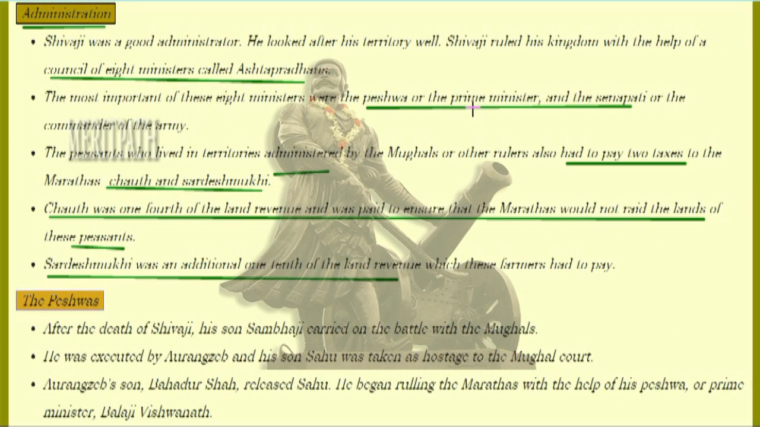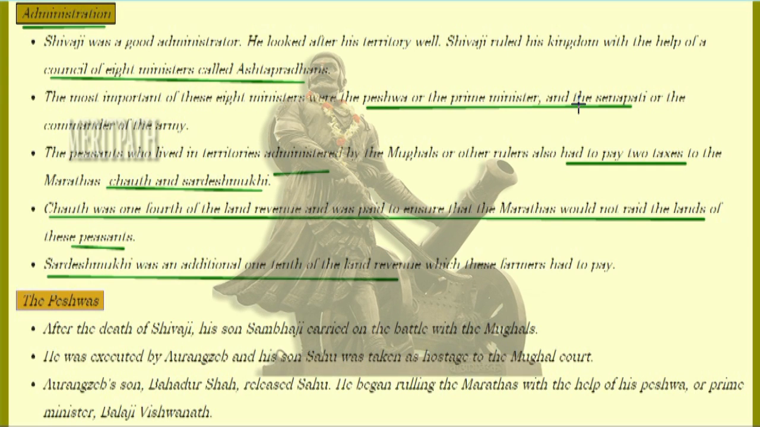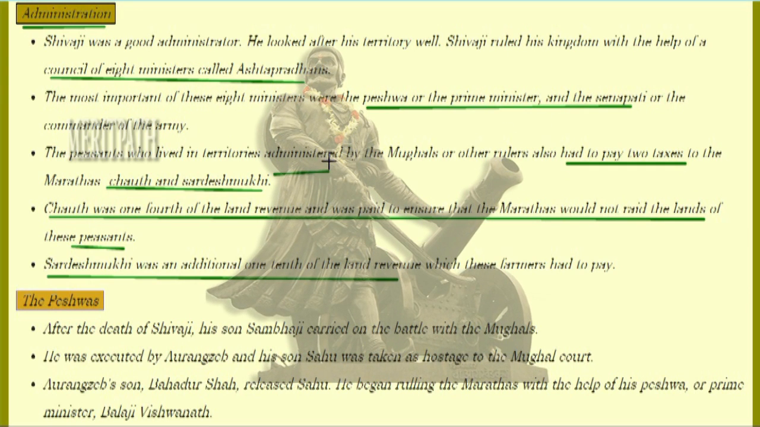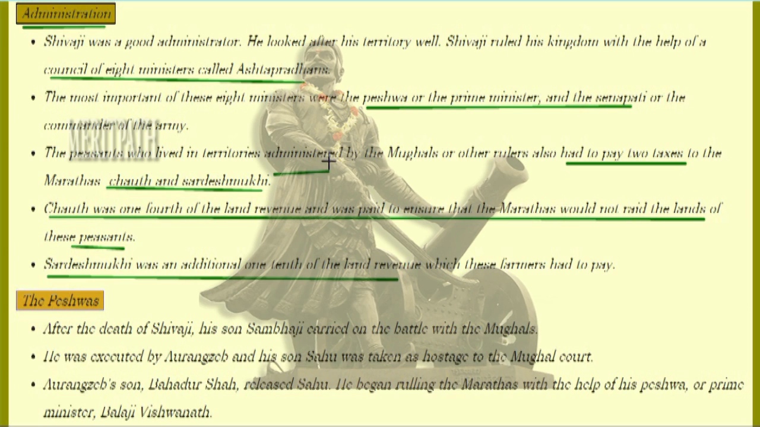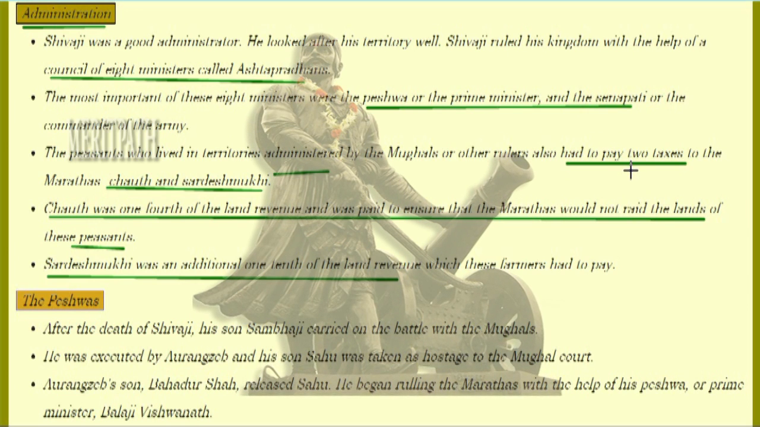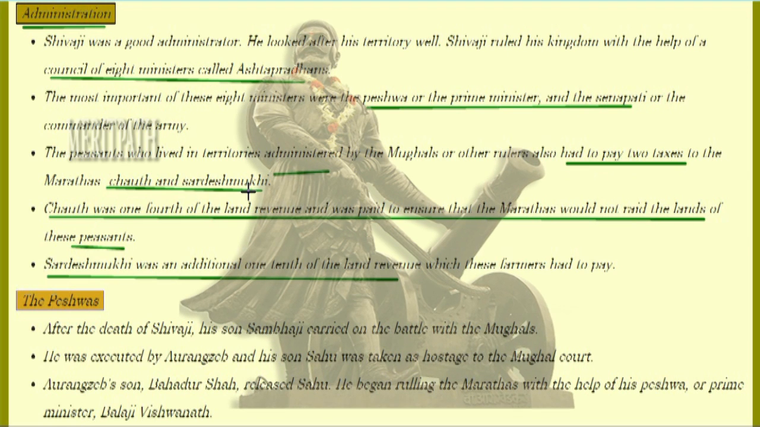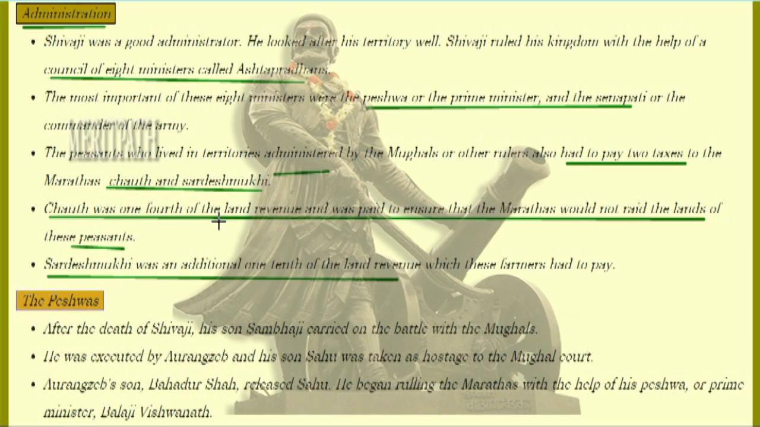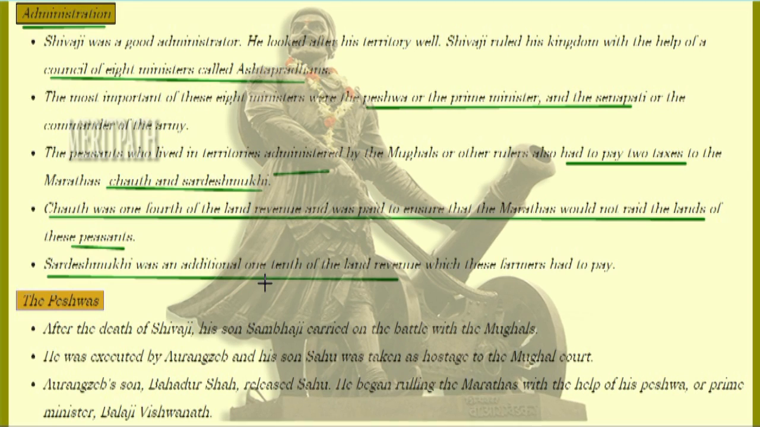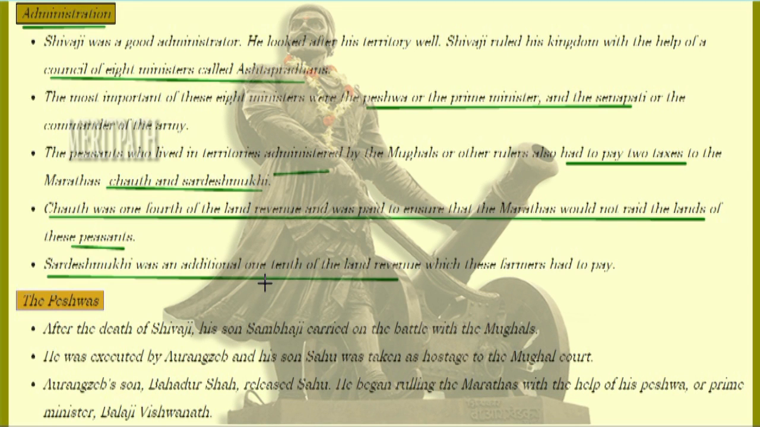How was the administration during the Shivaji period? Shivaji was a good administrator. He looked after his territory well. He had a council of 8 ministers known as Ashtapradhans, and the most important of these ministers was known as Peshwa or Prime Minister, and also Senapati or the commander of the army.